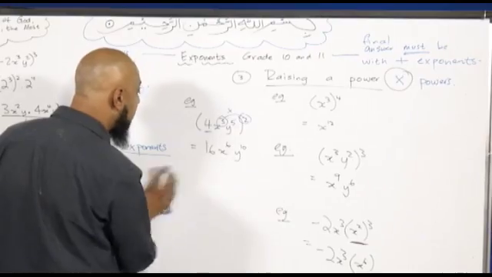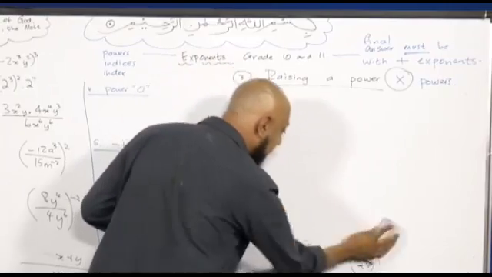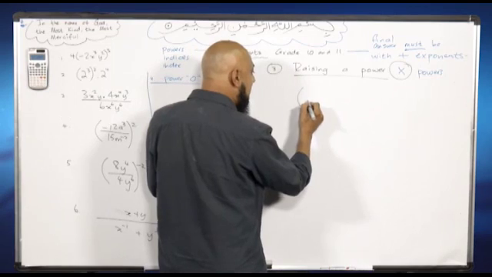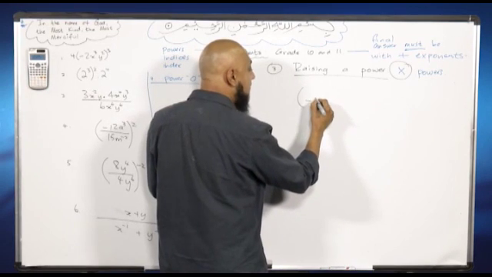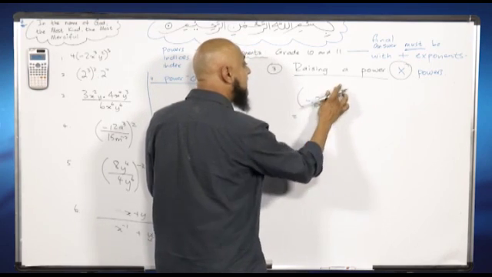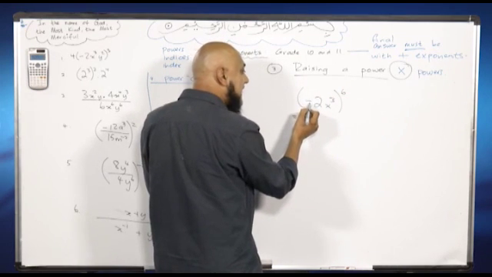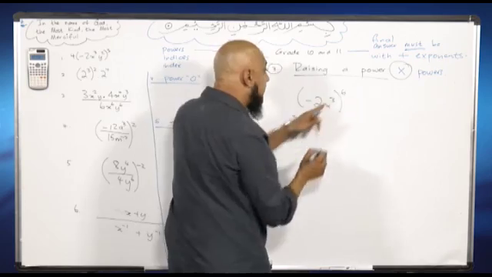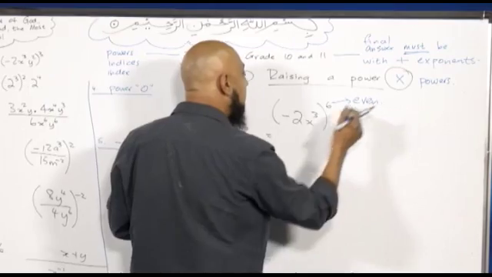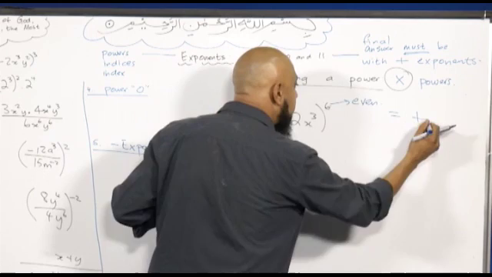Something else I'd like to enlighten you about. Remember, we're taking down these examples and I'm showing you how to manipulate them. I want you to remember something. If I have a negative base, so let's say minus 2x^3 to the power 6, that is a negative base to an even power. Can you see the number 6? The number 6 is an even number. So a negative base to an even power is always positive.